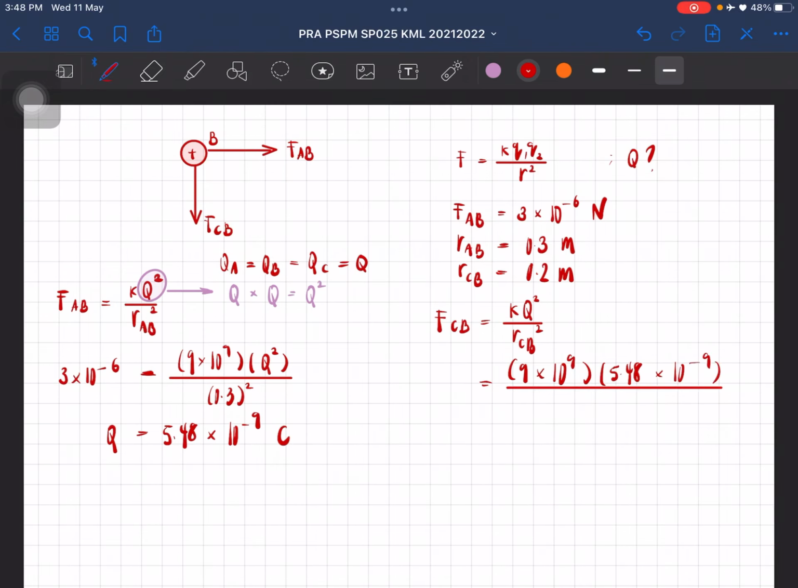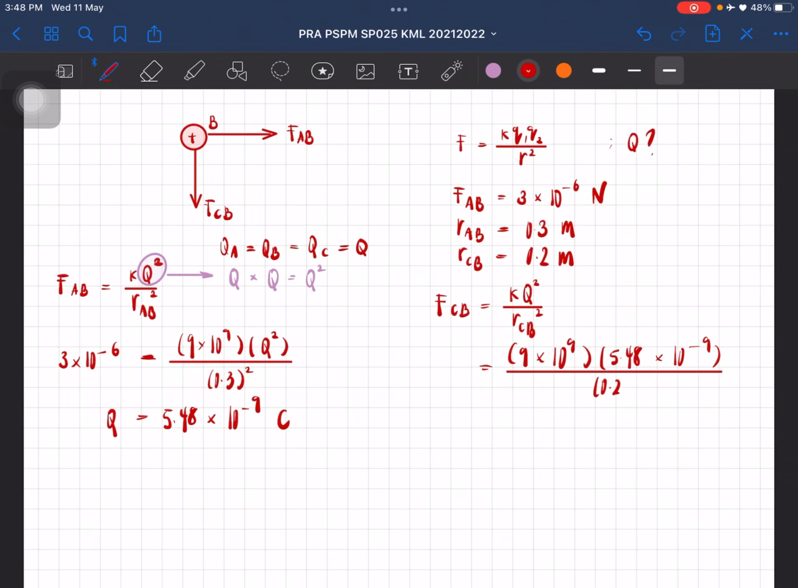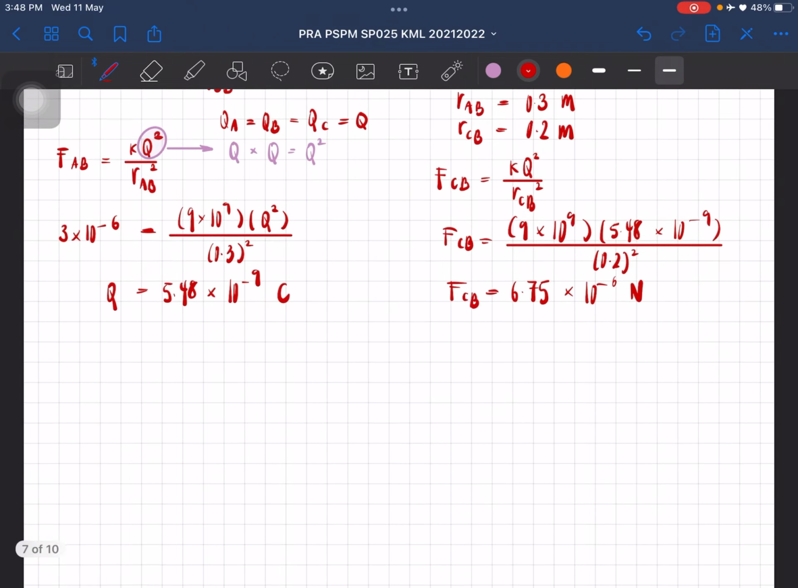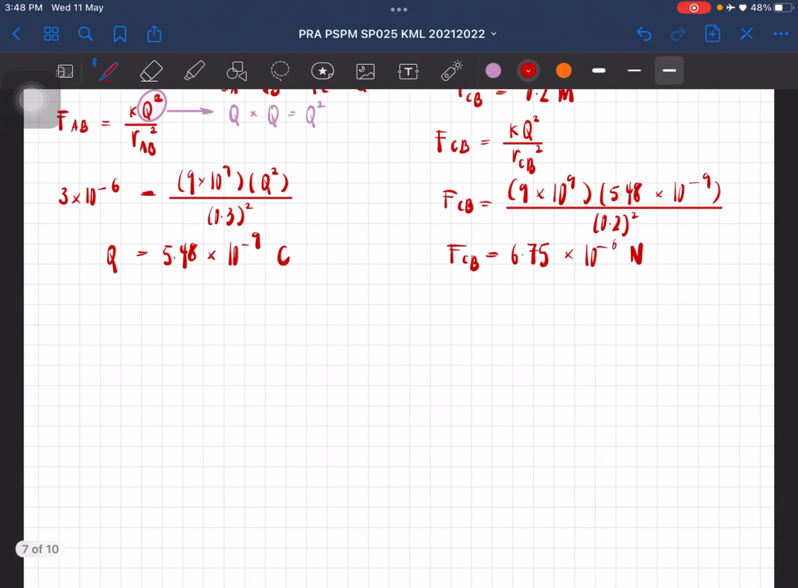the distance, which is 0.2, square it. So from here you will get the electrostatic force to be equal to 6.75 times 10 negative 6 Newton. Alright? Okay, so you get this. Now you need to calculate the magnitude, which is the net force.